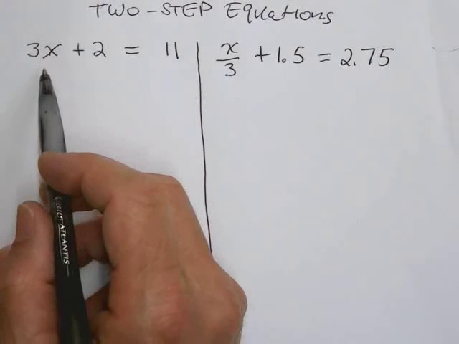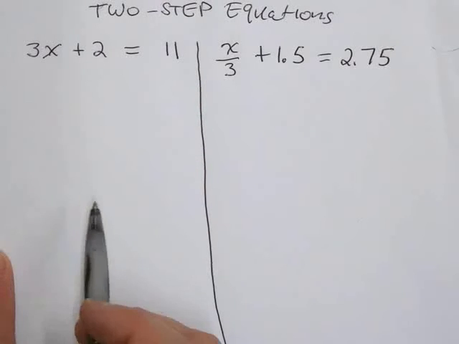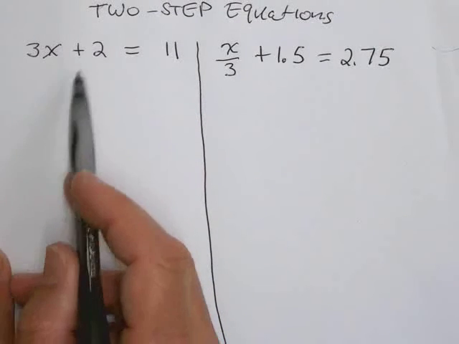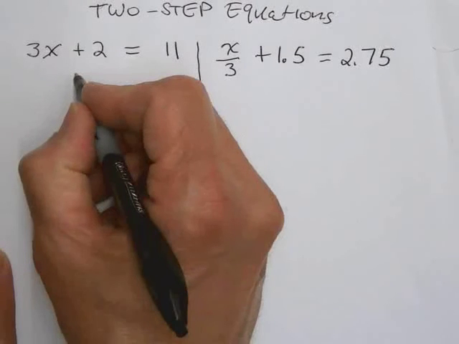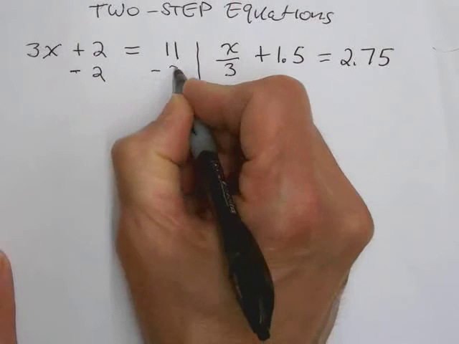So we start off with 3x added to 2 equaling 11. And the first thing I'm going to do in order to get that variable isolated is to remove this 2. How am I going to do that? I am going to subtract. I'm going to subtract 2 from both sides.